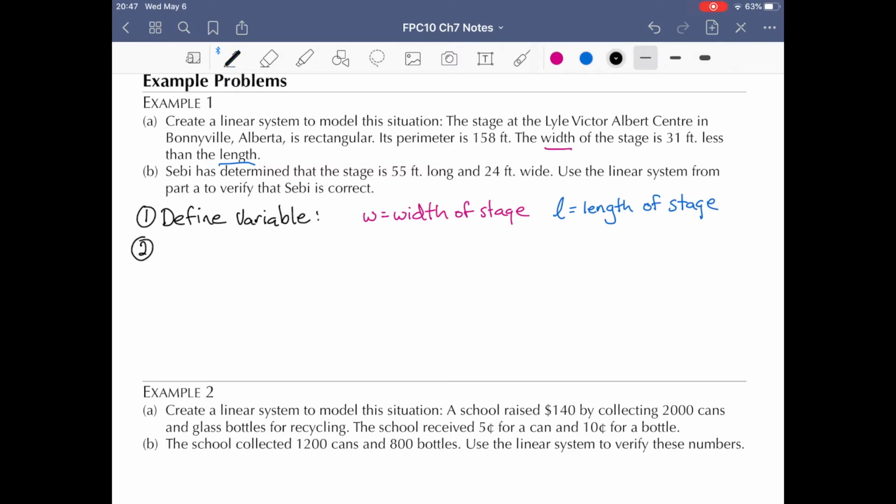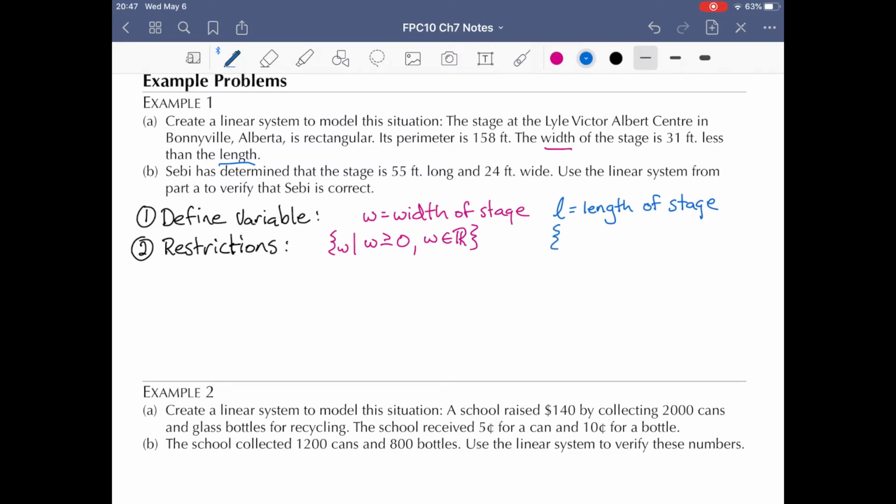Step number 2, identify restrictions. Now these restrictions will be the same as the first example in the basics. For our variable W, W is going to have to be greater than or equal to 0, and W could be any real number. We can have decimal restrictions, we can have fractional widths, but we can't have negative widths. So it has to be anything above 0.